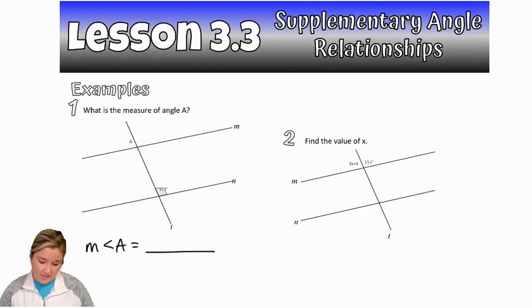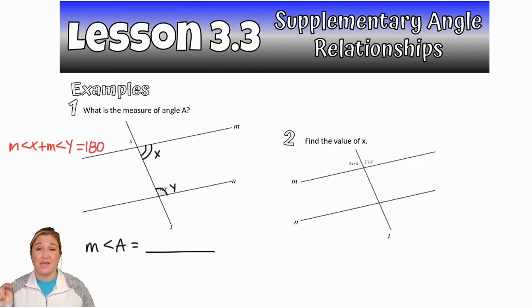If I look at this angle right here and this angle here, let's call this X and let's call this one Y. So I know that the measurement of angle X plus the measurement of angle Y is going to be 180 degrees because they are same side interior angles, which are supplementary. I don't know what the measurement of angle X is, so I'm just going to name it X, plus the measurement of angle Y, which is 103, is equal to 180.